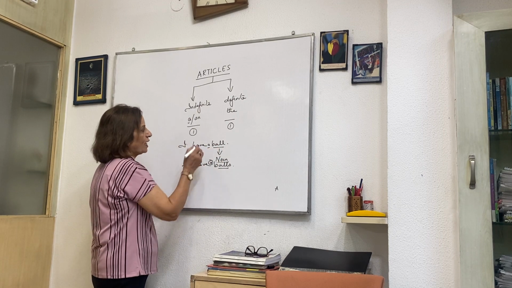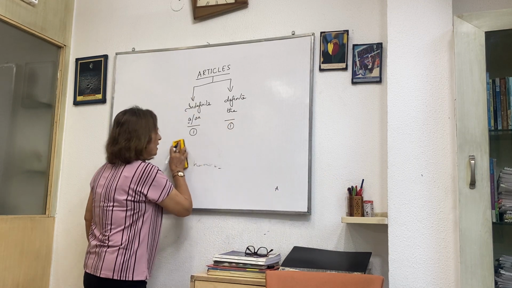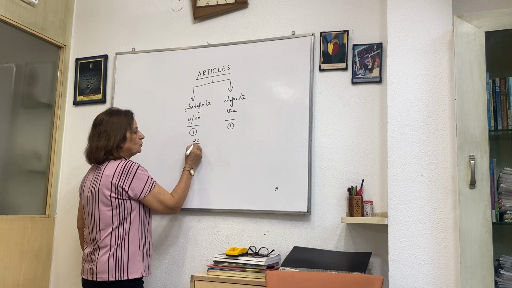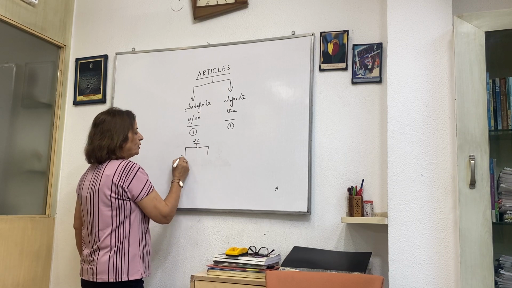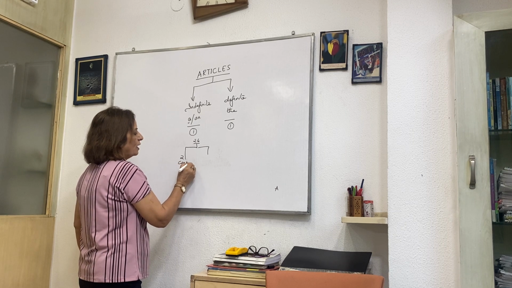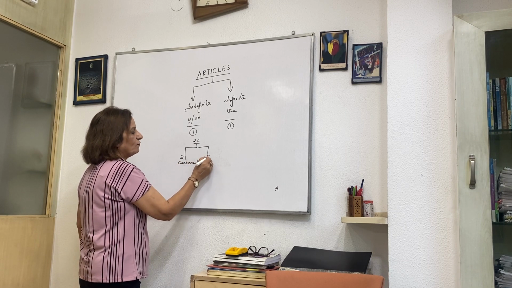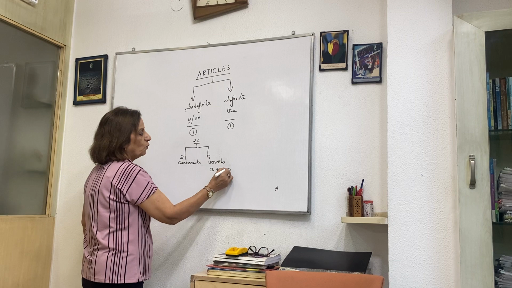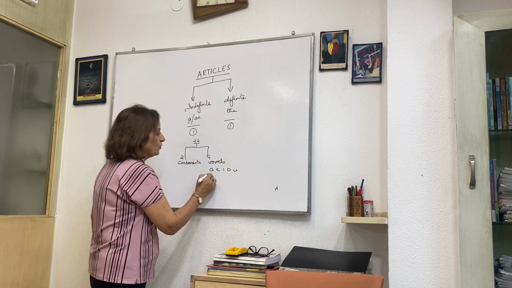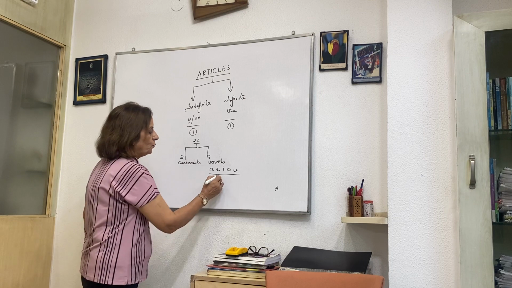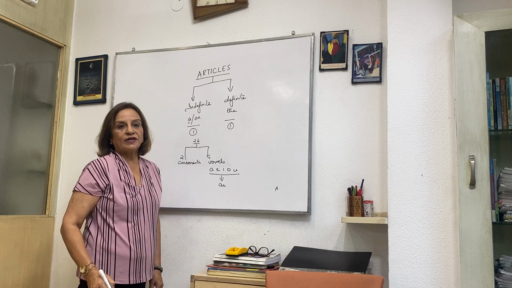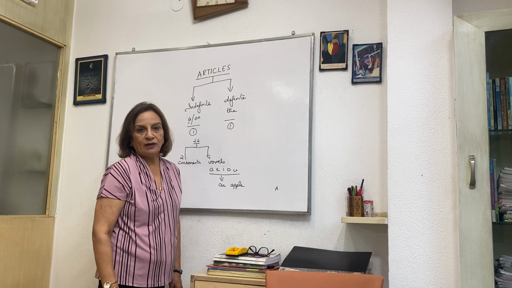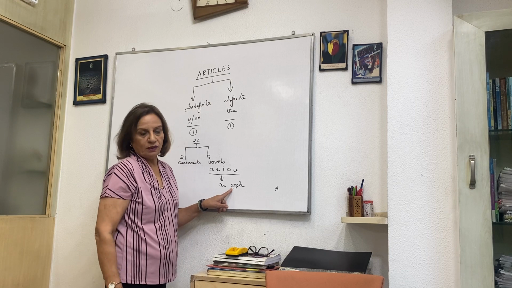Now where do we use an? Where do we use an? In English alphabets, there are 26 alphabets. Out of them, 21 are consonants and 5 are vowels. Which are the vowels? A, E, I, O and U. So in front of words starting with A, E, I, O, U, we use an. For example, an apple. We cannot say a apple. Okay? Because it starts with a vowel.